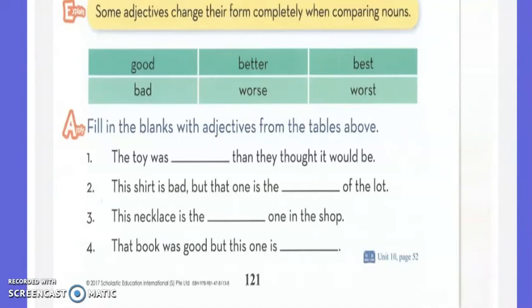Under the table, here we have a question. Fill in the blanks with adjectives from the table above. We need to complete the sentences using the adjectives on the same page. Number 1. The toy was blank than they thought it would be.